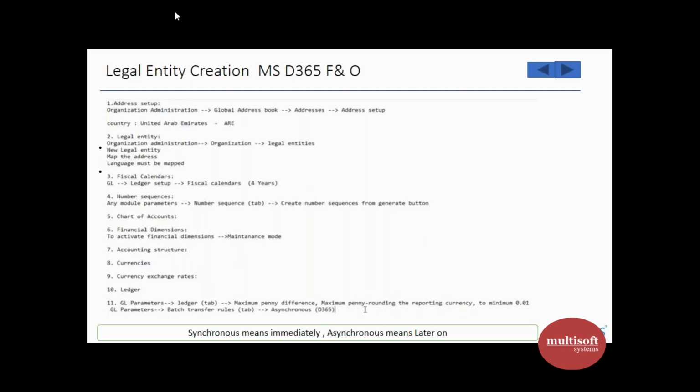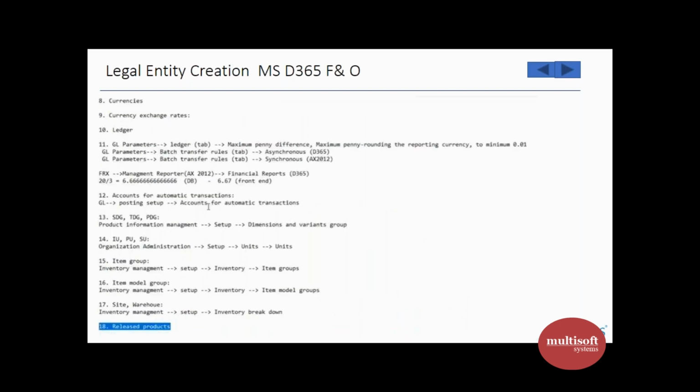We have to create the number sequences, chart of accounts, financial dimensions, accounting structure, currencies, currency exchange rates, ledger, and general ledger parameters. Okay, these are the common setups. If you want to create the legal entity, these are the main setups. And then we have to create the currencies, currency exchange rates, ledger, GL parameters, foreign exchange rates, and accounts for automatic transactions, storage dimensions, inventory units, item groups, item model groups, site, warehouse, release products.